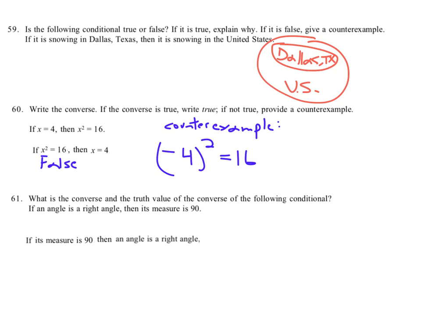Yeah, that's a good definition of a right angle, 90 degrees, right? Because it's reversible as well. So I will say true, and we're done.